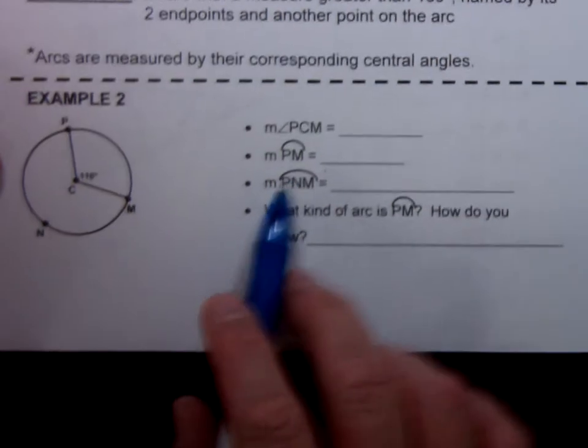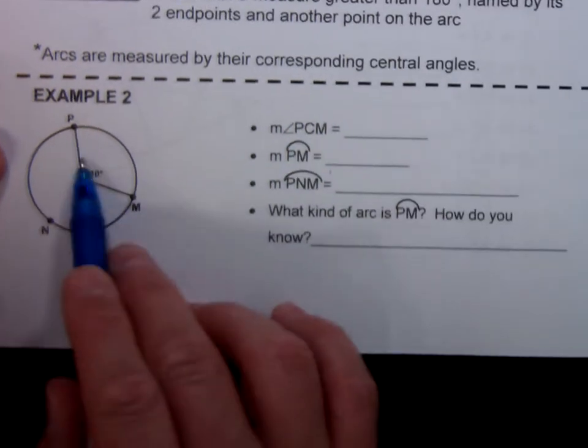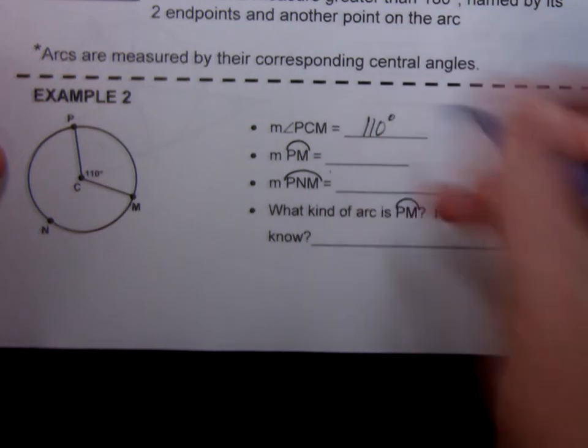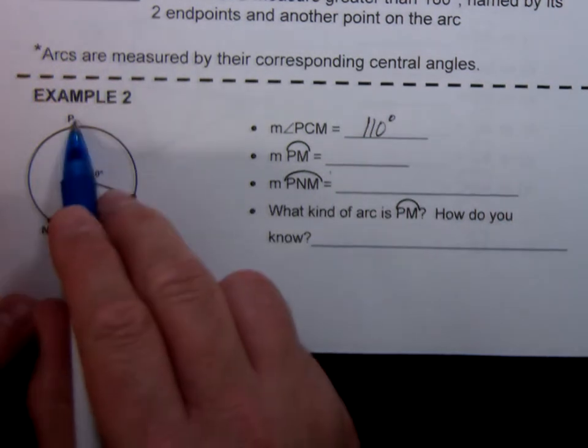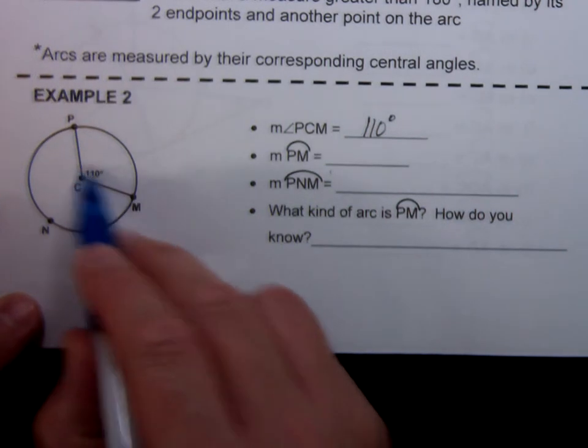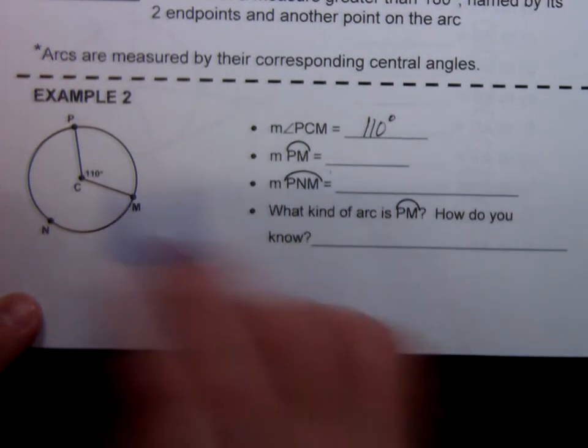Alright, down here on this example, let's find the measure of angle PCM. Well, angle PCM is this angle right here, and it's already been labeled for us. It's 110 degrees. And central angles and their corresponding arcs are congruent in measure. So they're the same number of degrees. So right here, angle PCM, that central angle corresponds with this arc, and so the measure of arc PM is 110.